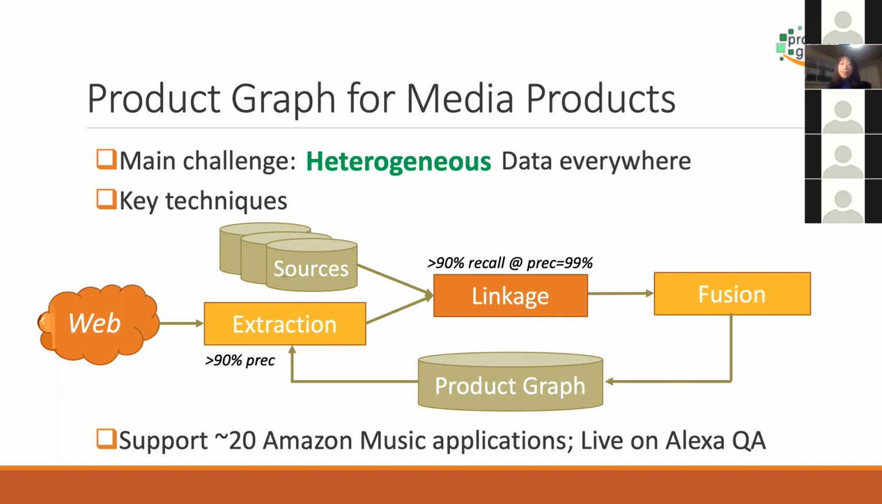So in our team, we have developed the entity linkage technique that could reach precision of 99% with over 90% of recall. And in addition, we developed web extraction techniques that give us over 90% of precision. And we are applying these techniques to collect knowledge from the web. We use it to support 20 Amazon Music applications. We use it to answer questions for Alexa.